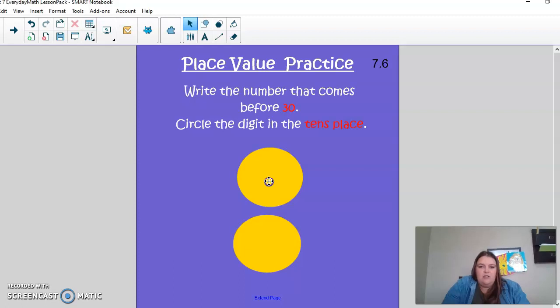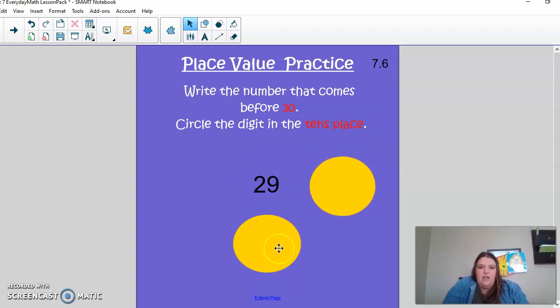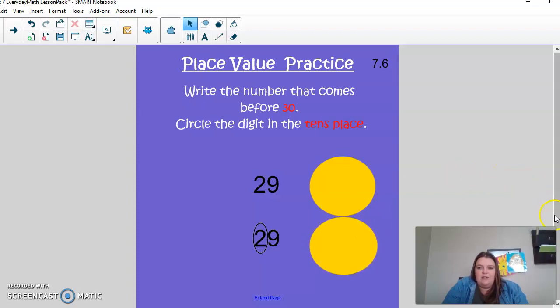Okay, here we go. The number before 30 is 29. And the digit in the tens place is the 2. 2 tens, which makes 20. So this number could be written 20 plus 9.